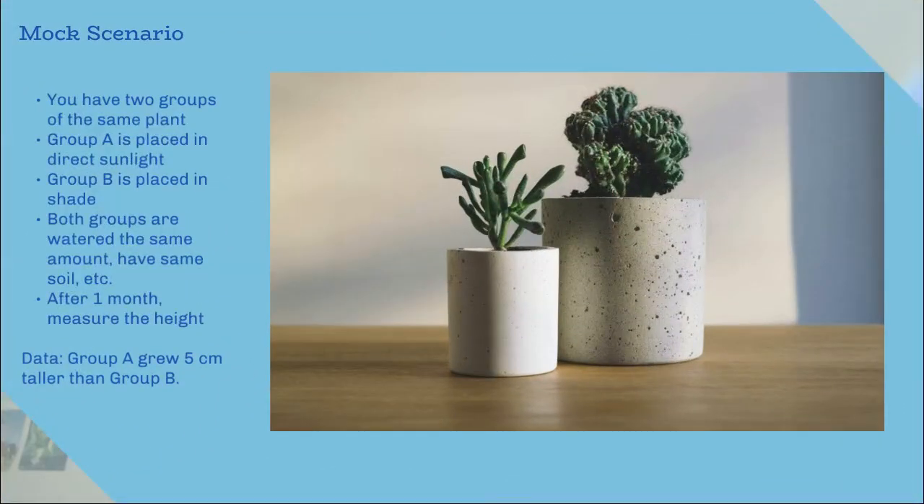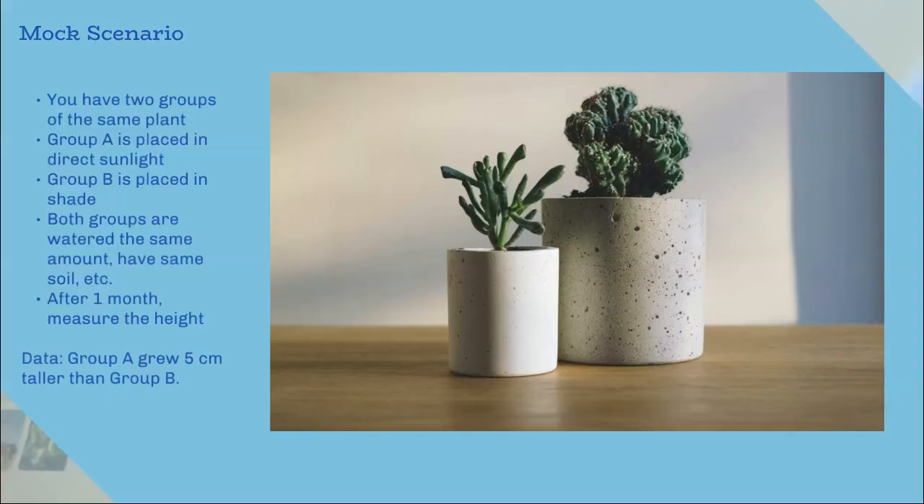So here I'm just describing the original example. So if there's two groups of the same plant, they're basically the same, but group A has direct sunlight and group B is in the shade, and they have everything else the same: water, same amount of soil. We're testing whether the sunlight exposure makes a difference, and then you can measure the height after 1 month and see what the result is.